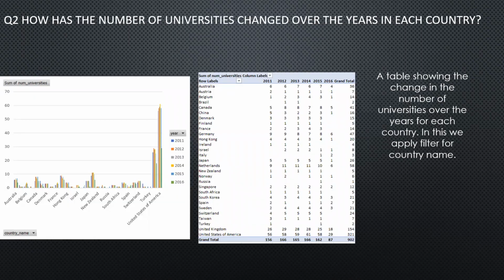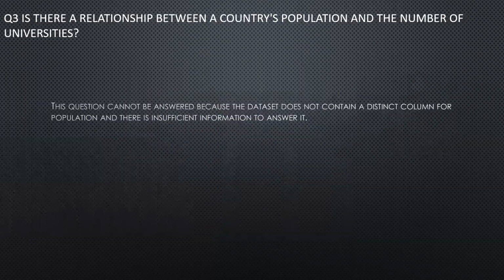How has the number of universities changed over the years in each country? While in some nations the number of universities has decreased, it has gradually increased in some countries. But in total, over the past years, a lot more universities have been built around the globe. This is a table showing the change in the number of universities over the years for each country. Here we can also apply the filter for country name. As we can see, for a specific country and year, how many total universities there are. Moving on to the next question.